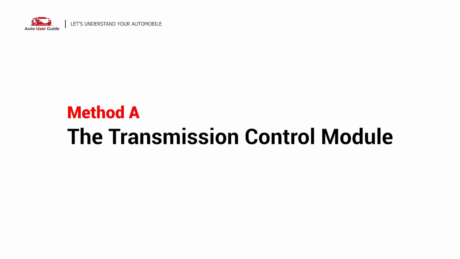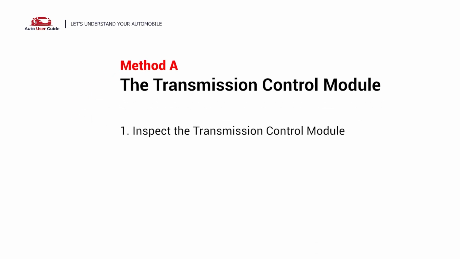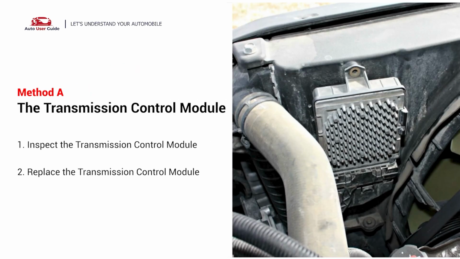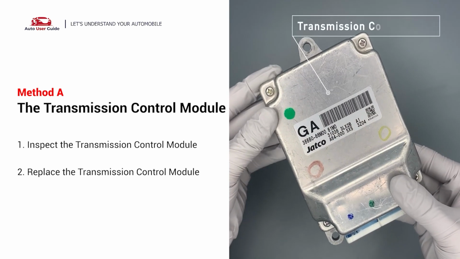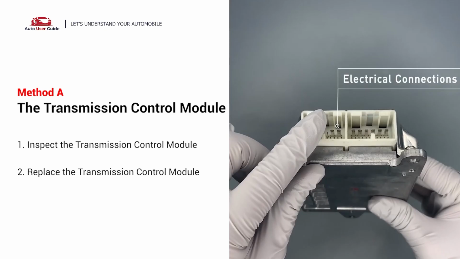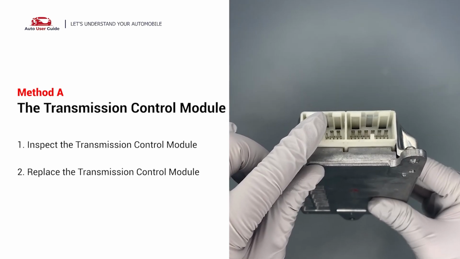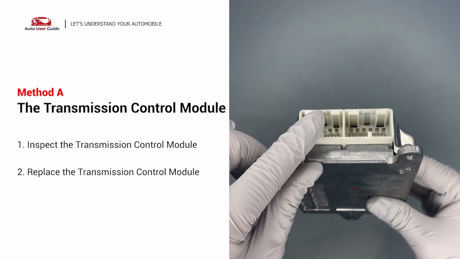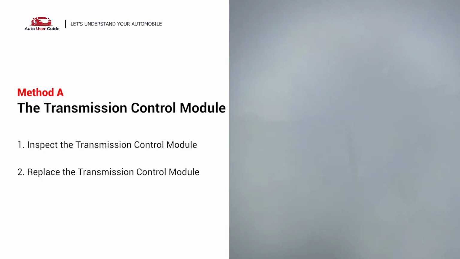Method A: the transmission control module. The transmission control module can often be found below the cover at the back of the transmission case. It should be just below the engine control module's position. Visually check the transmission control module itself and its electrical connections for any damage. If damage is found, then replace the transmission control module.